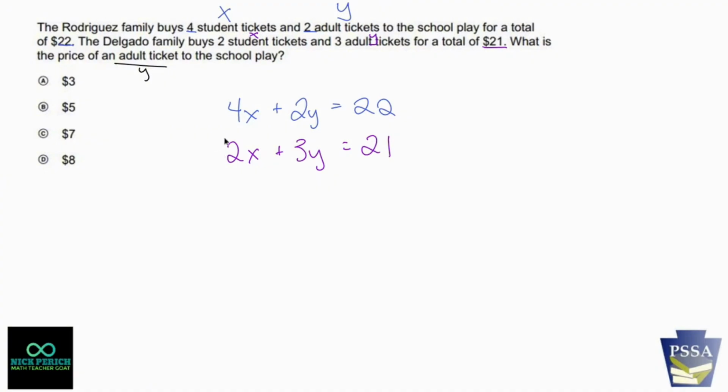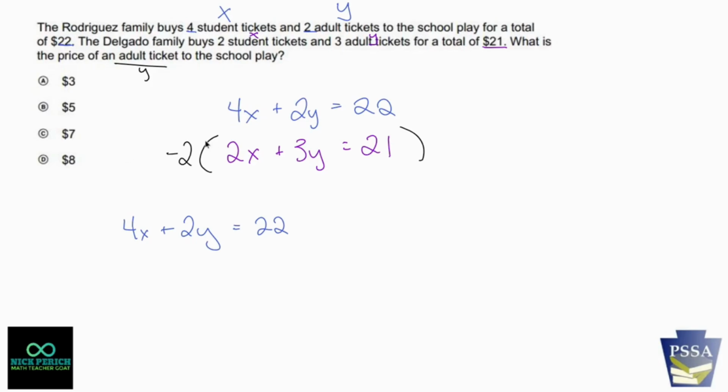I'm going to use elimination, but in order to use elimination, you need to make sure one of the variables are the same but opposite. If I were to make 2x negative 4x, this 4x and the negative 4x would disappear. So I'm going to multiply the bottom row by negative 2. Now that means the top row stays the same: 4x plus 2y equals 22.